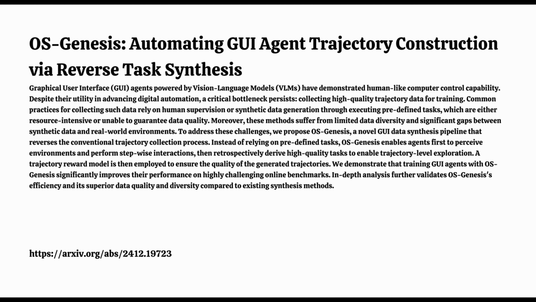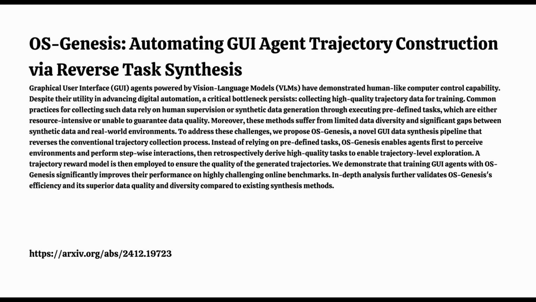Yeah, and that's where OS Genesis comes in. It takes a totally different approach. Right. It lets the AI kind of play around in a simulated environment. It can click, type, explore, just like a curious human would. So the AI is like discovering new ways to use a computer on its own. In a way, yeah. This is where the reverse task synthesis idea comes into play. So the AI observes its own actions and then retroactively figures out what task it was actually performing.